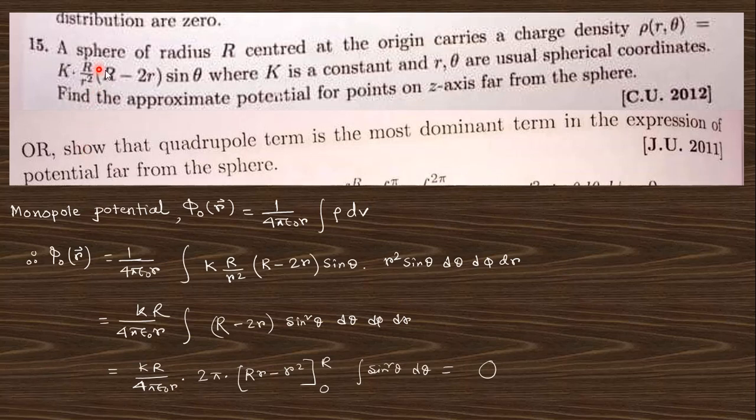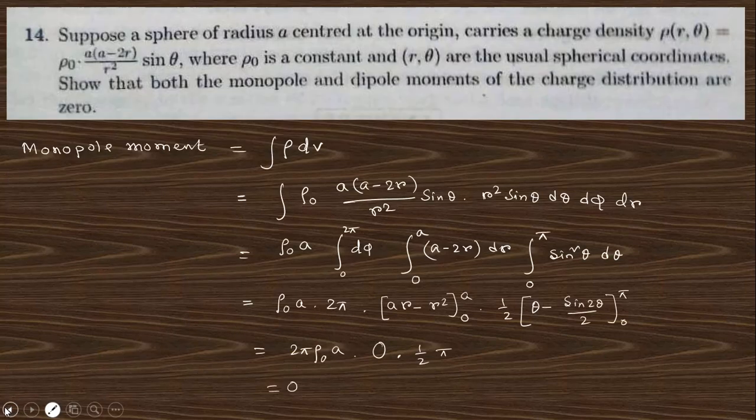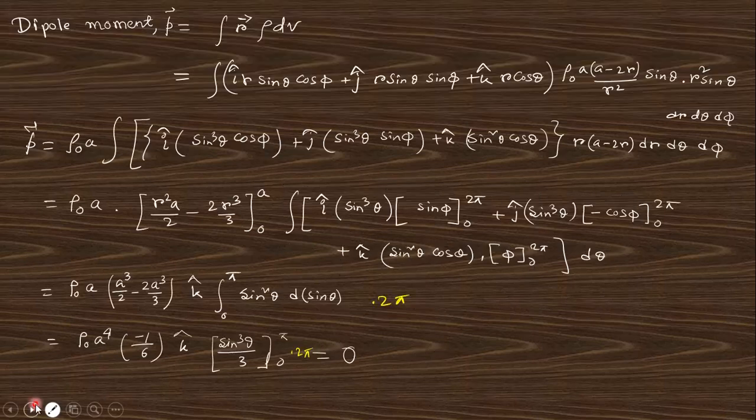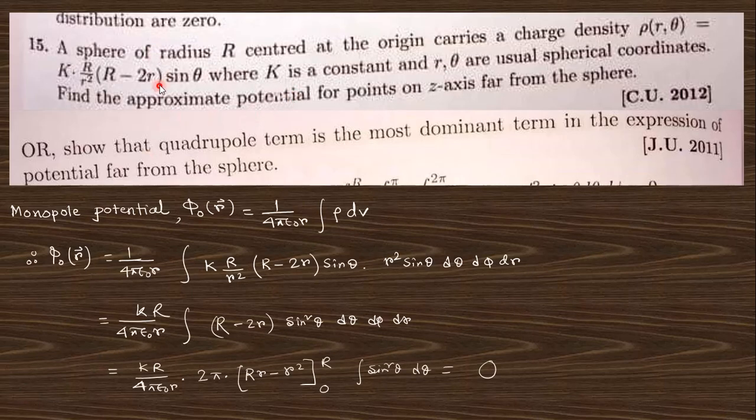Here it says a sphere of radius R centered at the origin carries a charge density like this. I think this is a similar fashion to that one. Find the approximate potential on the z-axis from the sphere, or show that the quadrupole term is the most dominant term in the expression of the potential from the sphere. So you need to find out the monopole, dipole, and quadrupole moments, and we got monopole and dipole both 0. Only the quadrupole term is present.